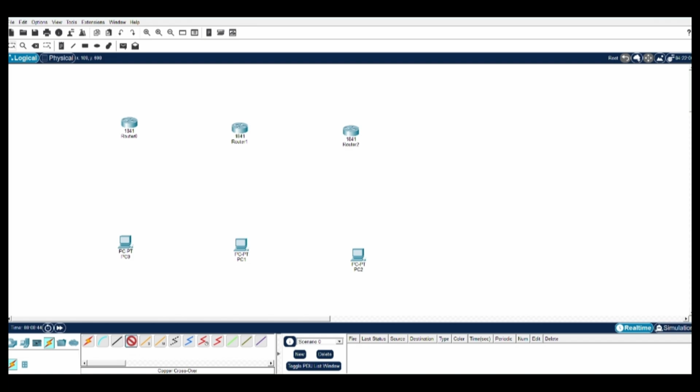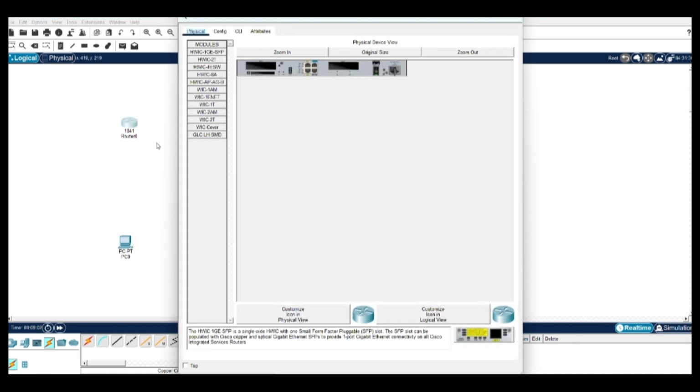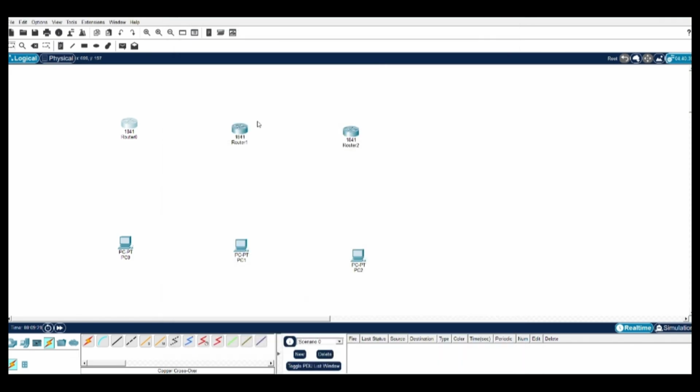In this case, we should use copper crossover. In the laptop, we connect in fast Ethernet, but we forgot some details here. So this needs this component. We should turn off the router and put the WIC-2T in the component to connect all the serial ports in all the routers.